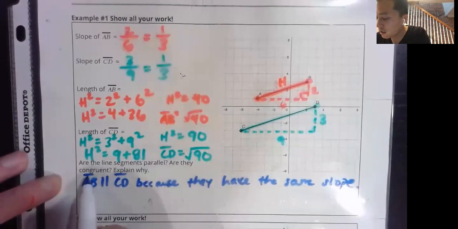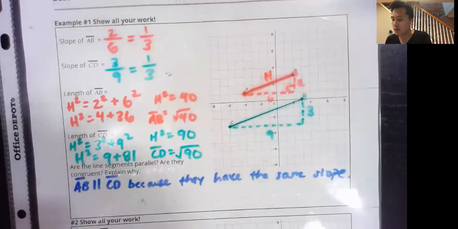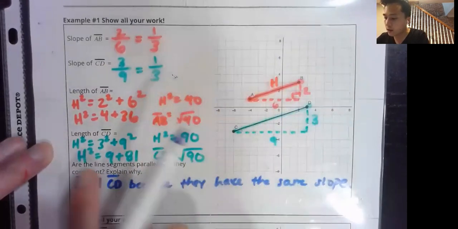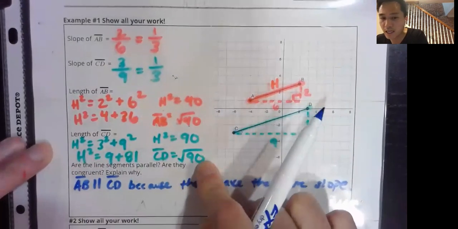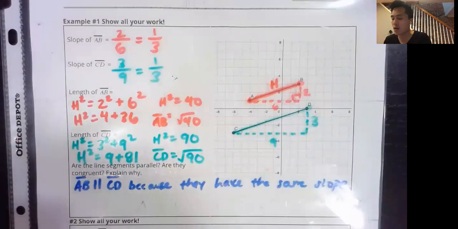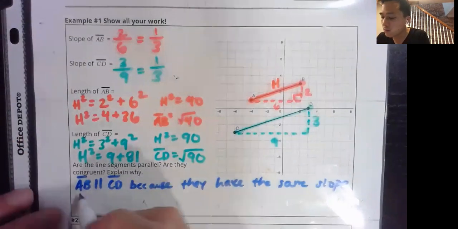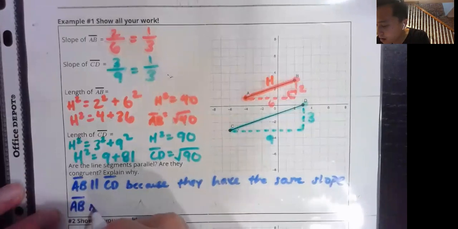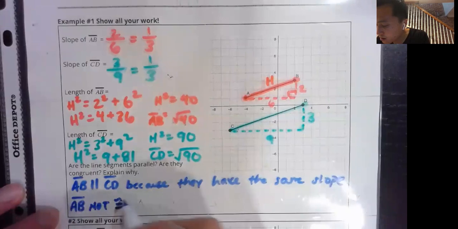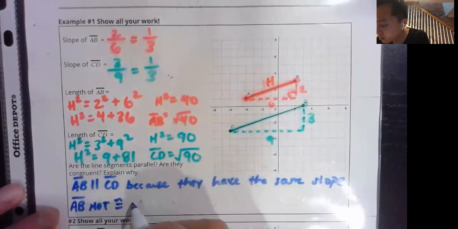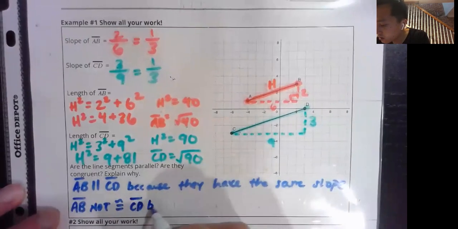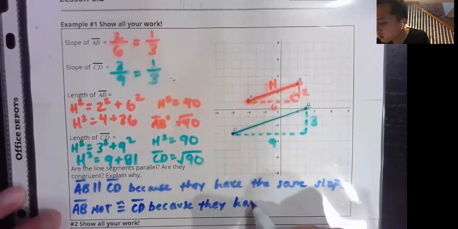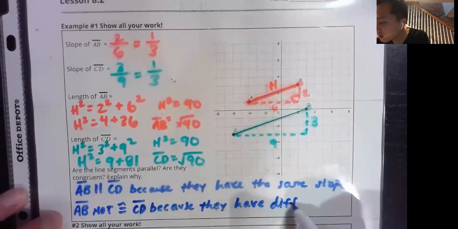Then, are they congruent? Congruent, same length. Let's check. Length of AB was the square root of 40. Length of CD was the square root of 90. Those are obviously not the same number, so they're not the same length. So I'm going to say AB is not congruent to CD because they have different lengths.